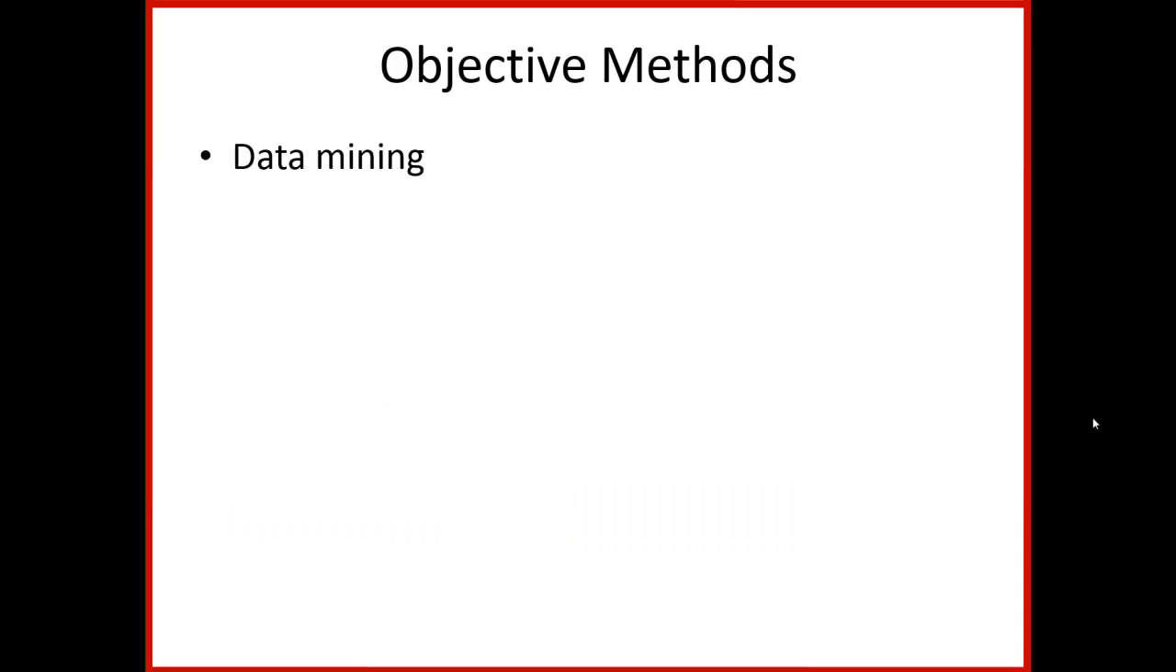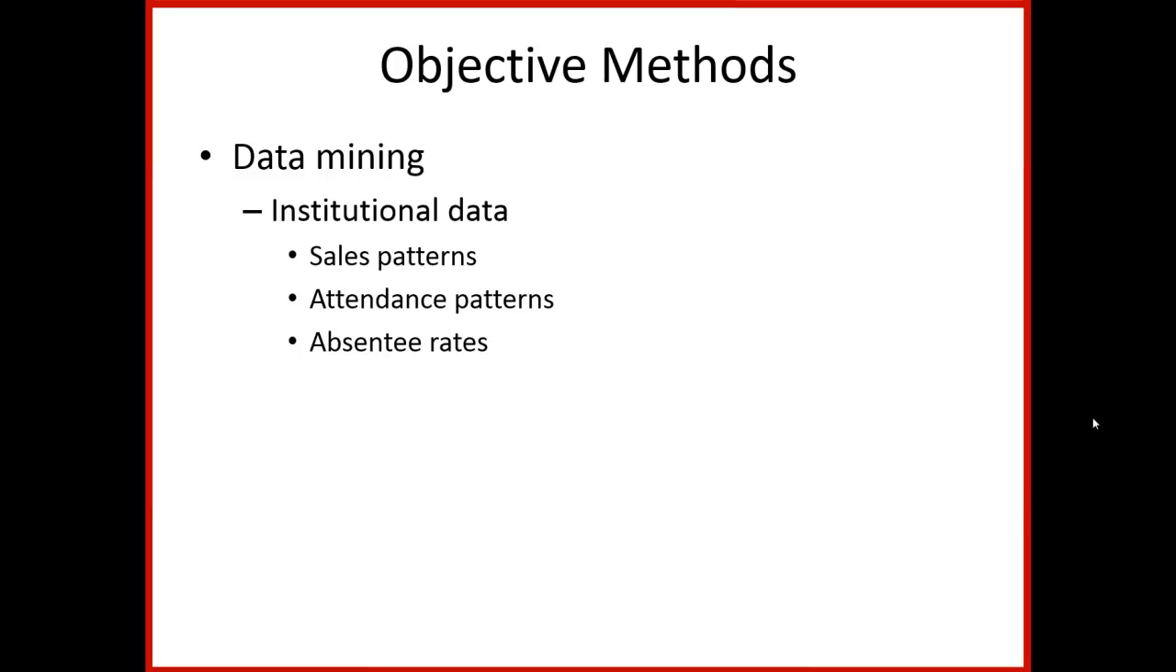Another objective method is data mining. So if you're working with a stakeholder or you have access to things like institutional data, these could be things like sales patterns, attendance patterns, absentee rates, any kind of thing where they're tracking information, tracking data.